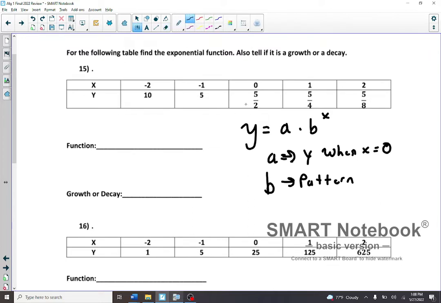Which means here, we're going to take this a value, y when x equals 0. So when x equals 0, y is 5/2. So your first number is 5/2, y equals 5/2, times the pattern. So what's happening from here to here or here to here? It's getting divided by 2, but we don't write divided by 2. We'd say times 1/2 to the x power. So the answer is y equals 5/2 times 1/2 to the x power. Growth or decay, this is a decay because it's going smaller and smaller.